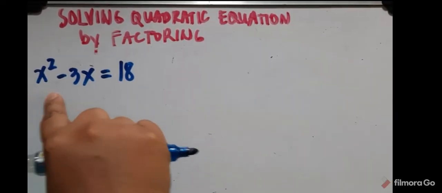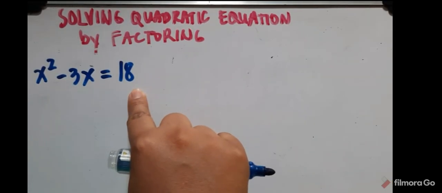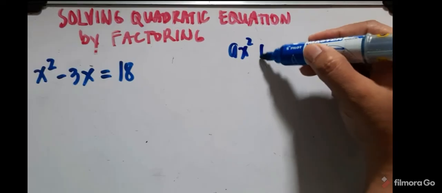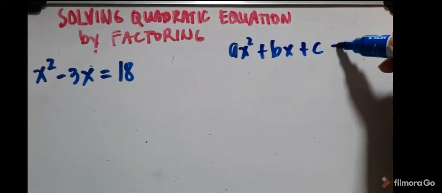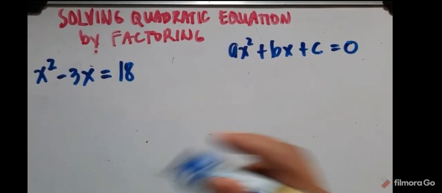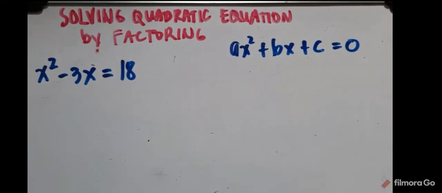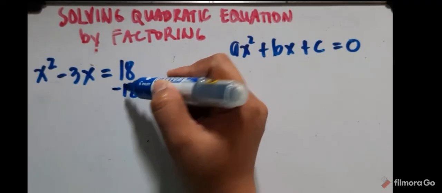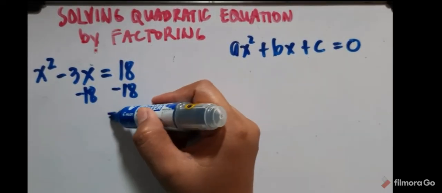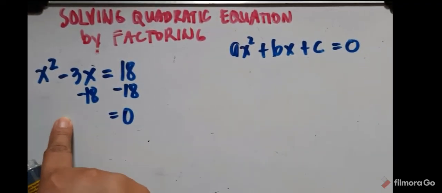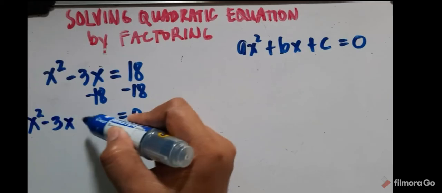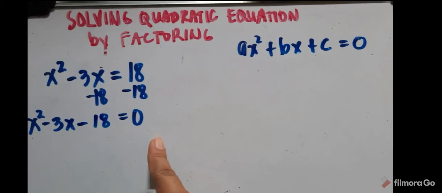Before we solve, always remember equations must be in standard form. So, standard form is ax squared plus bx plus c is equal to 0. So, we need to write it first in this form before solving. So, using addition property of equality, we add negative 18 on both sides of the equation to make the right-hand side of the equation equal to 0. Then, we rewrite this as x squared minus 3x minus 18 is equal to 0.